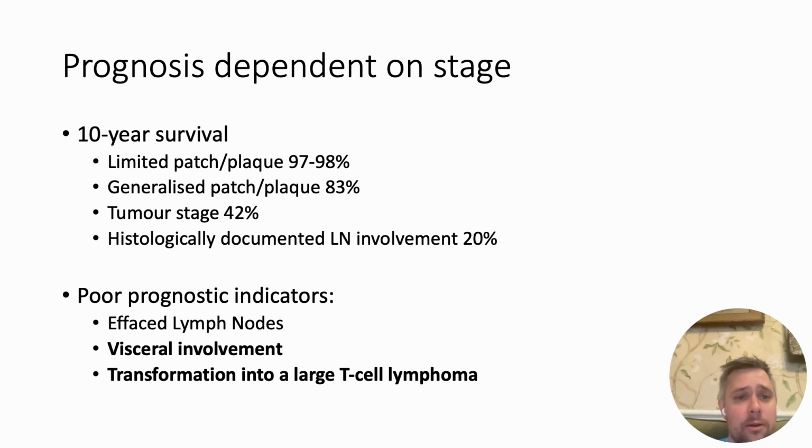And the prognosis is dependent on stage. So the 10-year survival for limited patch plaque disease is about 97 to 98%. However, if they've got histologically documented lymph node involvement, this drops 20%. And there are prognostic indicators. One is if they have lymph node involvement with effacement of the lymph nodes, which I have put in bold, or visceral involvement, although thankfully this patient likely did not have visceral involvement with regards to lymphoma. Or, in the patient's case, transformation into a large T cell lymphoma can imply a worse prognosis.